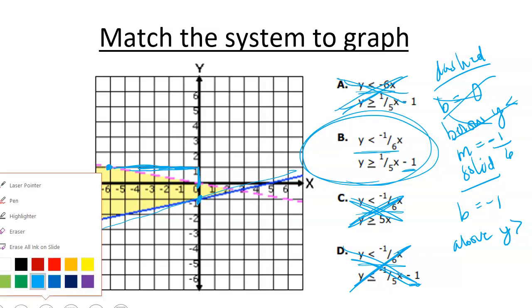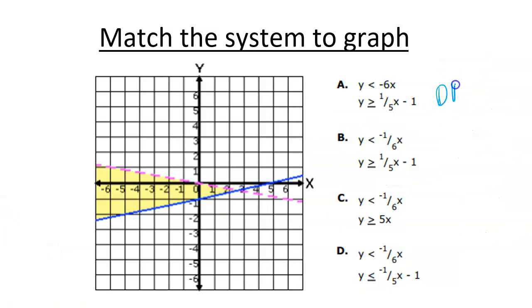or you could have said dashed line and just went through and found everything. So I could have said, okay, here's my slope, -1/6 x, my y-intercept is 0, so I don't need to put anything. It's shaded below, so less than, and kind of go from there. So it's kind of up to you. You can either just write it, or you can use process of elimination.